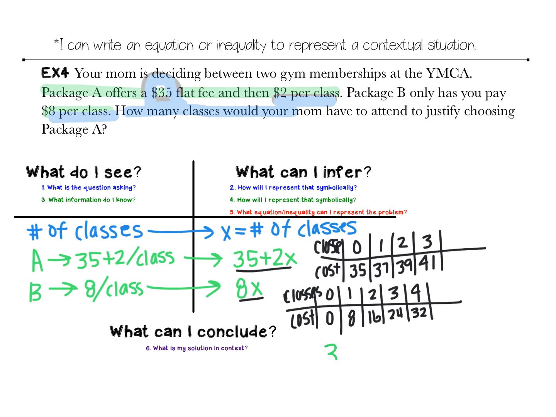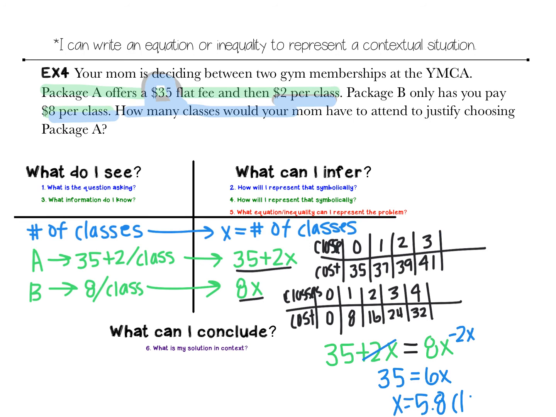So the equation I'm going to write is 35 plus 2x equals 8x. Now I could continue my tables out and find that, but we're just going to use the algebra. So I'm going to subtract 2x. So 35 equals 6x. So x equals 5.8. And what does that mean in context? It's 5.8 classes.